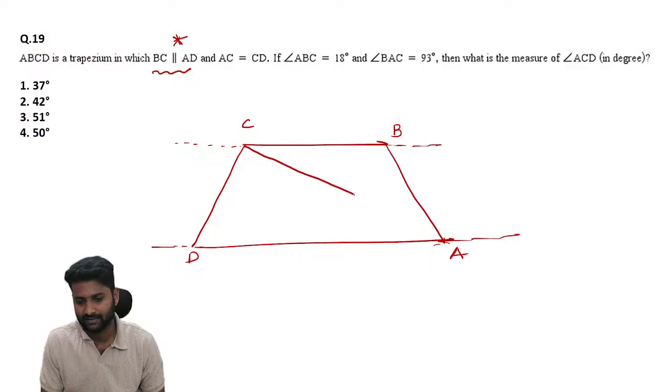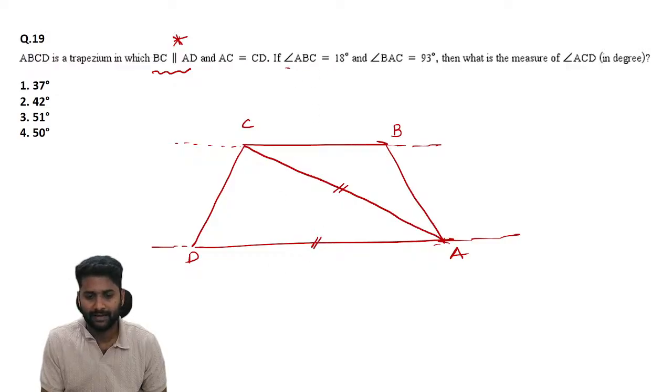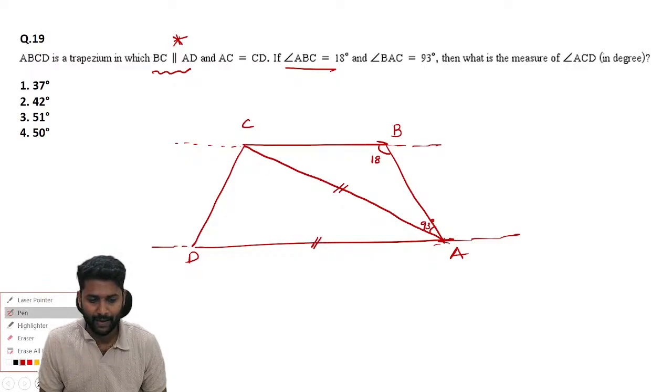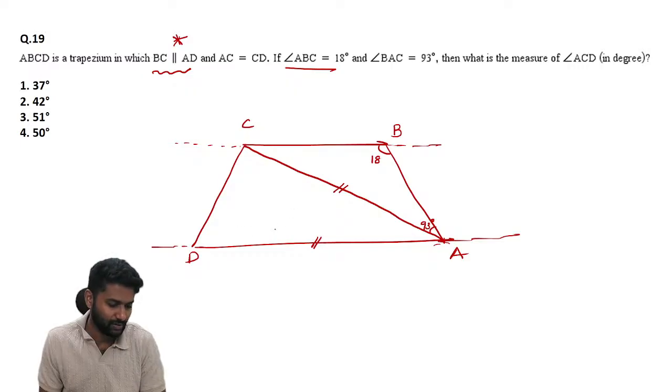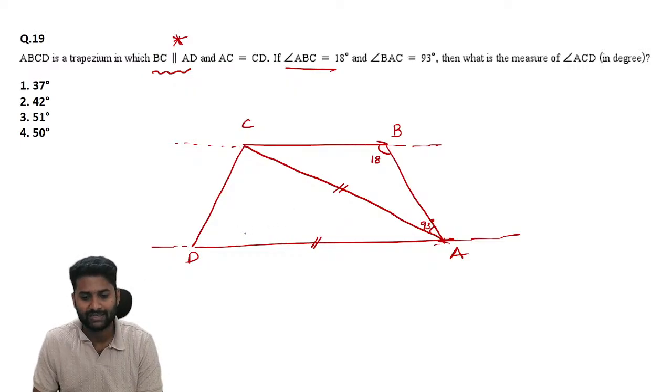Just draw the line here. This is the line. And AC is equal to AD. In triangle ABC, angle ABC is equal to 118 degrees, and BAC is equal to 93 degrees. Now, what is the angle ACD? We have to identify what this angle is. So we know the parallel line concept: in a parallel line concept, alternate interior angles are the same.